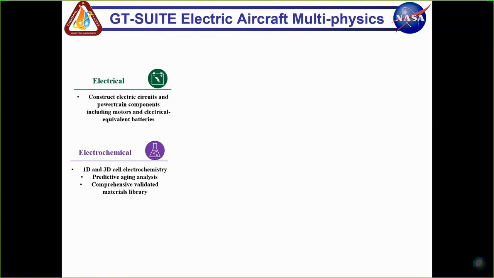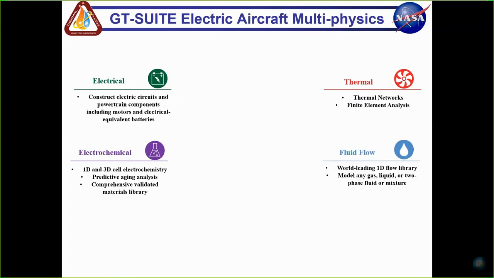And the user can also model electrochemistry inside lithium ion batteries, either from a 1D perspective or even a full 3D cell perspective with electrochemistry. The advantage to this is that you can have predictive aging analysis, and it's also backed by a comprehensive validated materials library. There's also the ability to do thermal analysis inside the GT Suite software that allows users to do simple lumped parameter thermal networks or full finite element assemblies of a thermal structure.